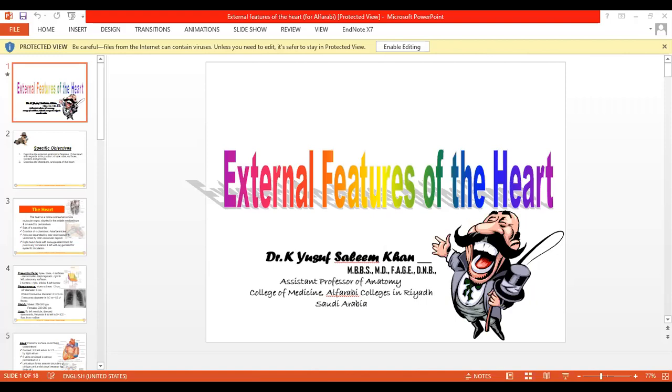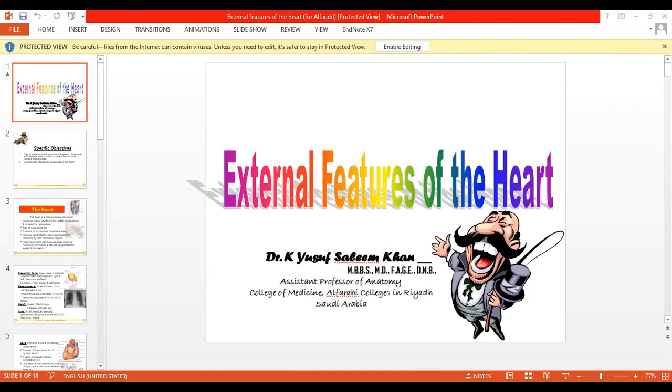Today we'll go to the external features of the heart, more details of the external features. So in this, the specific objectives are: describe the external anatomical features of the heart with regards to its position, shape, size, surfaces, borders, and grooves. And second, describe the chambers and septa of the heart.